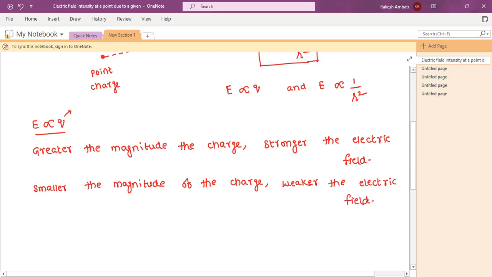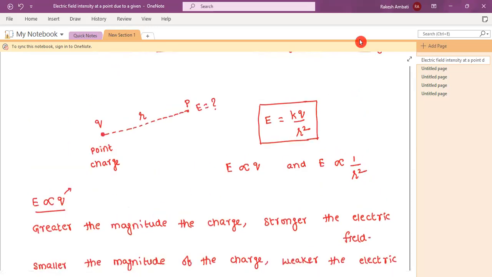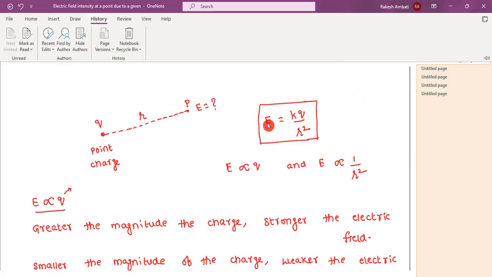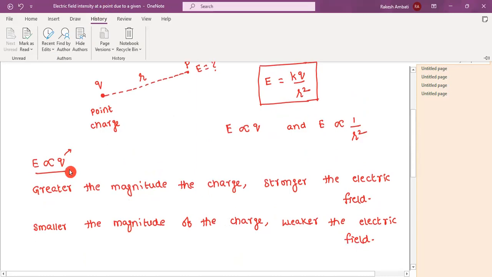So this is the first point. In this equation, the electric field and the magnitude of the charge are directly proportional to each other. Greater the magnitude of the charge, stronger the electric field. In the same way, smaller the magnitude of the charge, weaker the electric field.